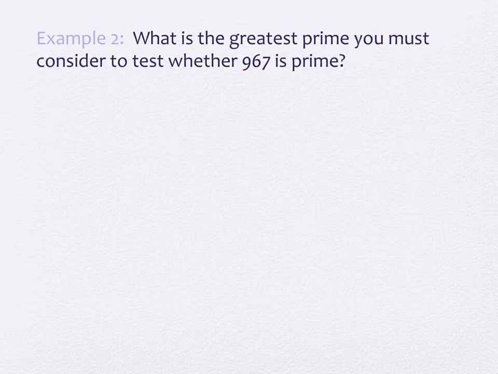So we're going to do the example with 967. The question says, what is the greatest prime you must consider to test whether this number is prime? So how do I do that problem? I take the square root of 967. So I need an approximation for the square root of 967. A couple decimals is fine. Doesn't really matter.